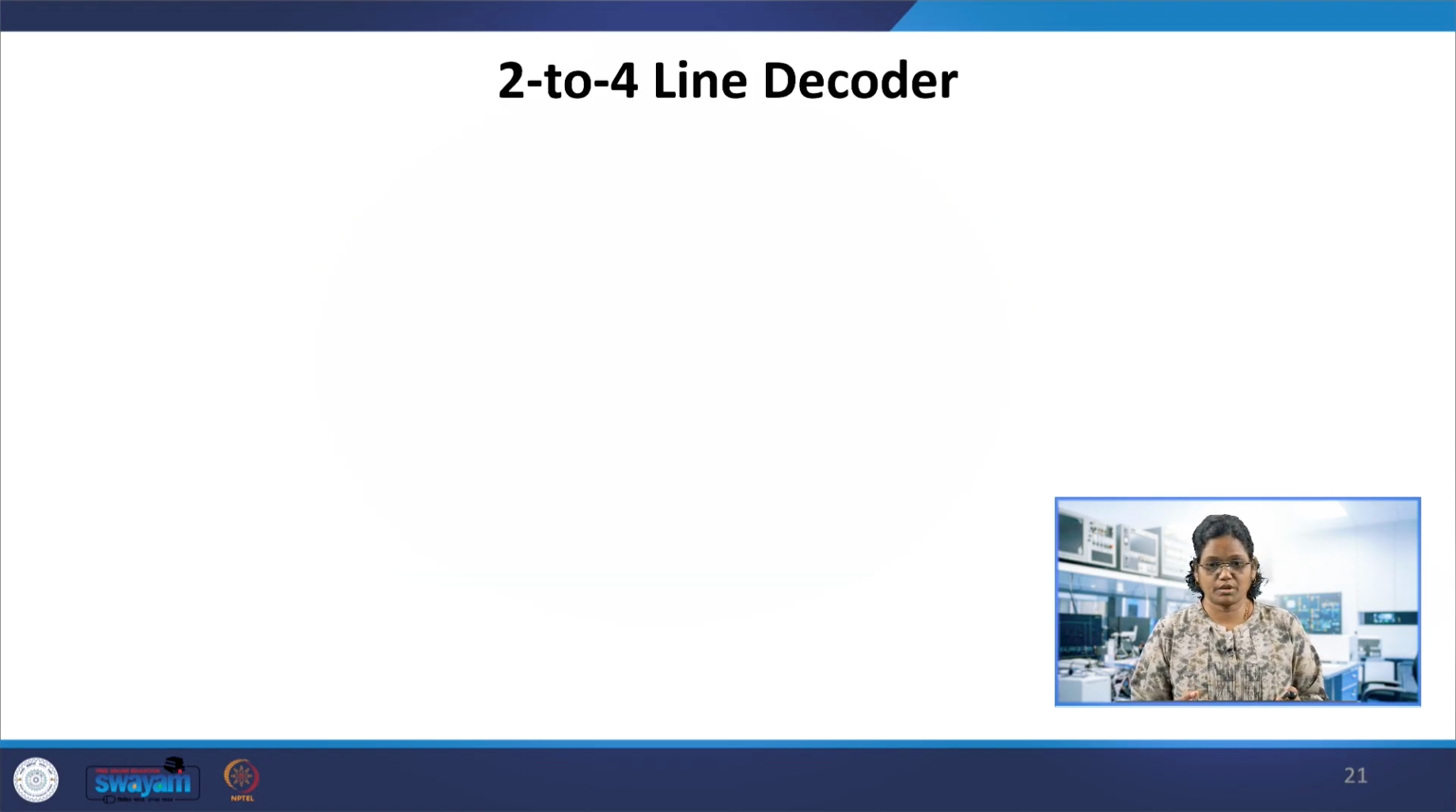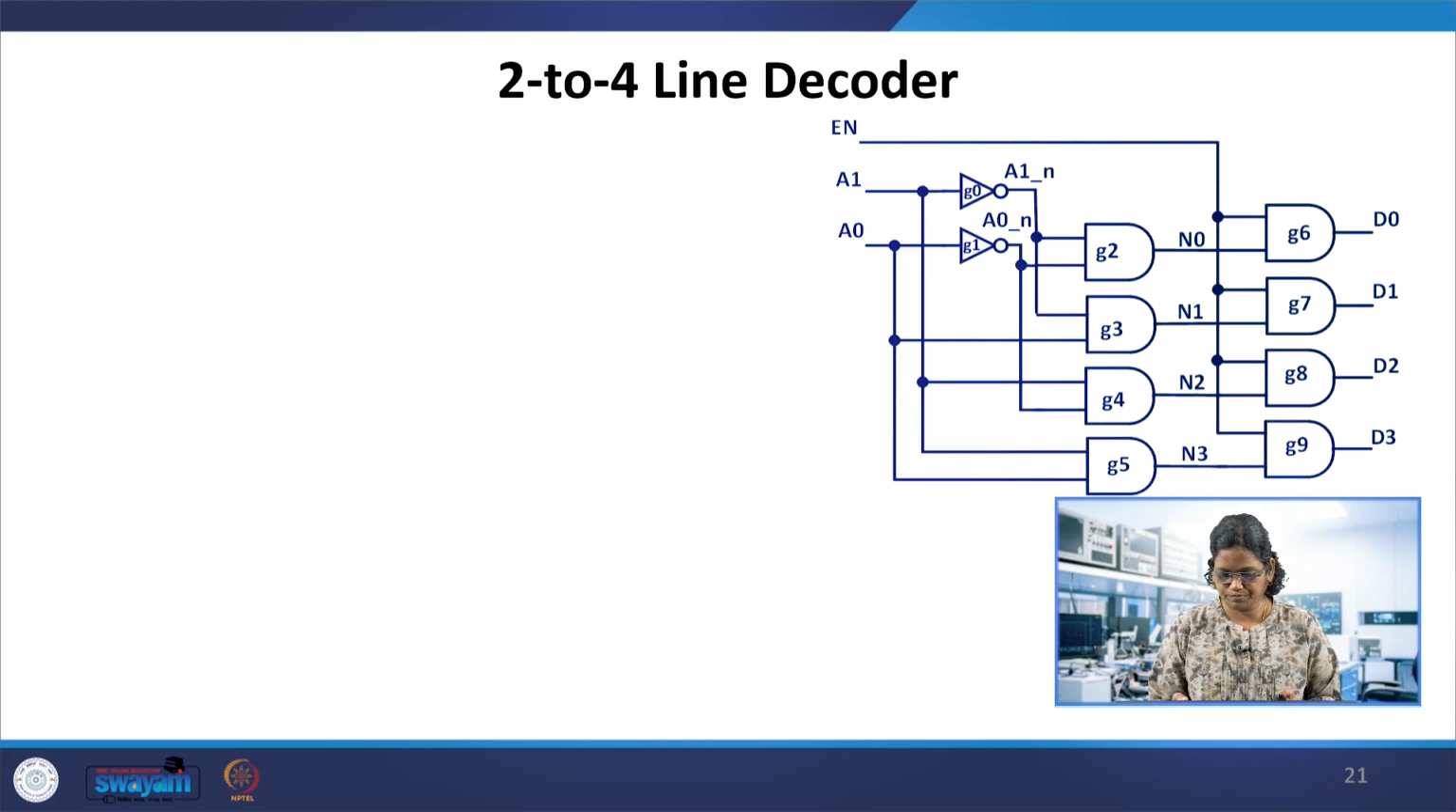Then we take the example of this 2 to 4 line decoder. In the 2 to 4 line decoder, you have 2 inputs, A0 and A1, and there is an enable. I think you know the table, and the outputs are D3, D2, D1 and D0: 2 inputs and 1 enable. Keep this enable for all combinations.